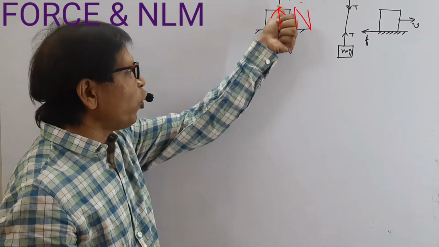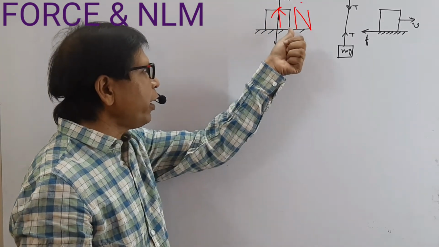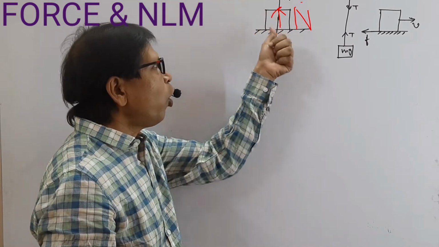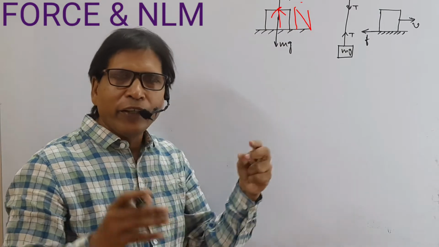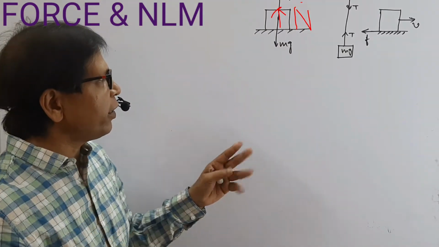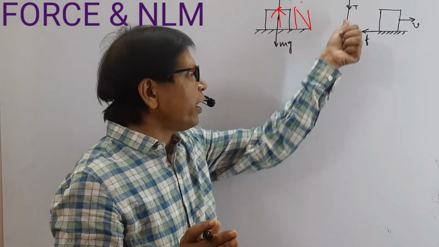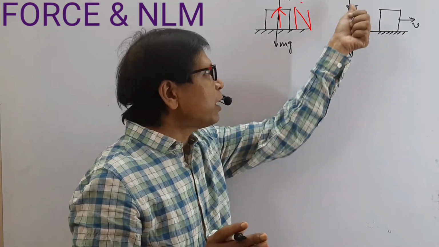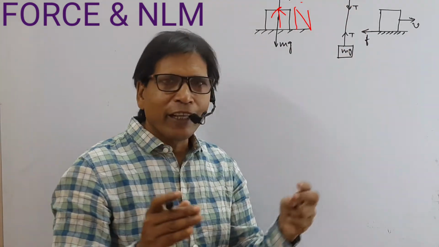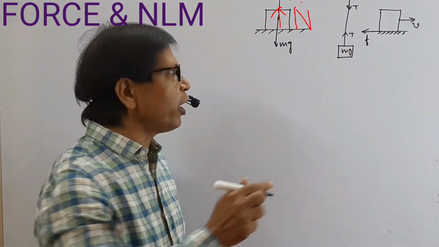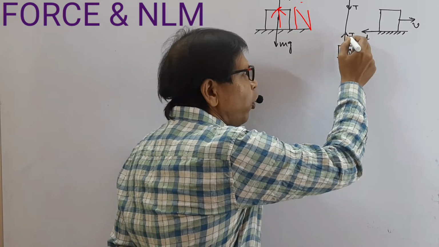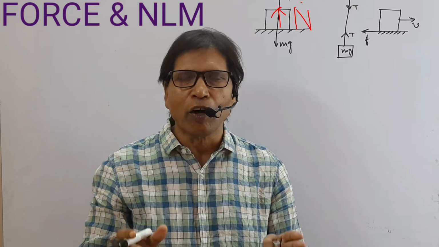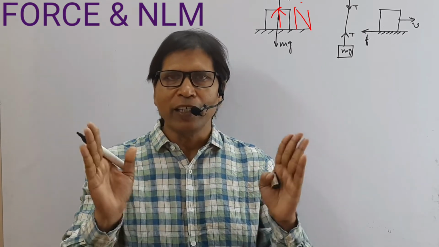Look at this, normal reaction. When a body rests on a surface, the surface applies a force opposite to the direction of the weight. This is known as normal reaction. And look at this. This is the tension. When a body of mass m is suspended by means of a string, then tension force acts on the string. The tension T always acts away from the body. The tension at any point of a weightless string remains the same.